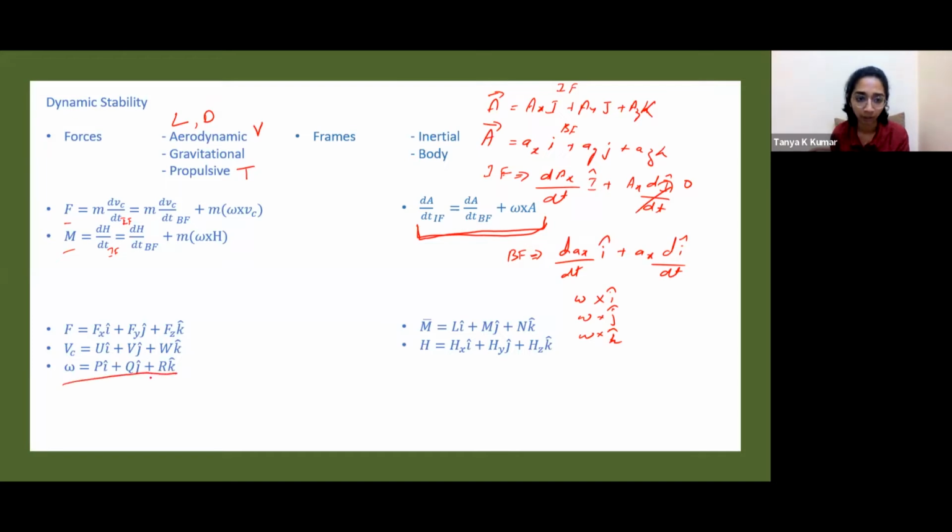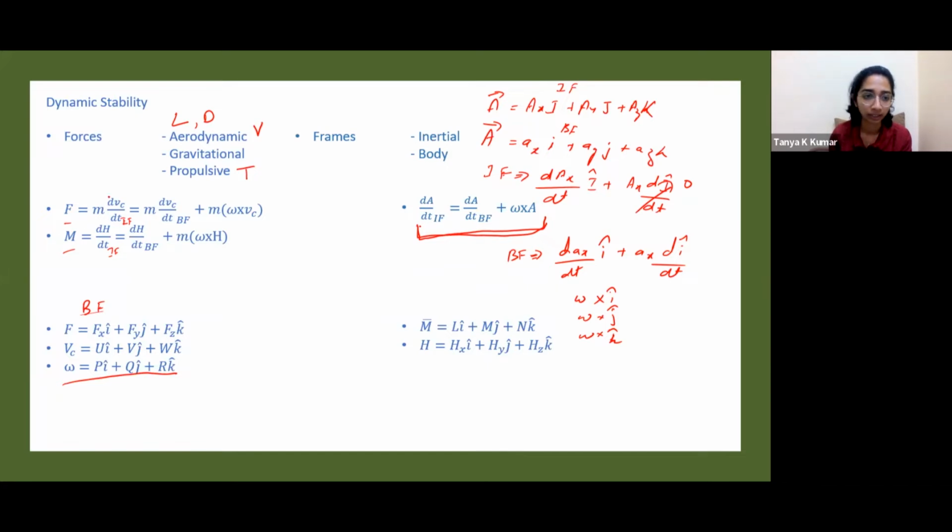So small i, j, k are the body frame. All of these terms are represented in the body frame. p, q, r are the components of omega in the body frame. After we solve this and substitute these two, we get this relation, where the derivative of a vector in the inertial frame is equal to the derivative of the vector in the body frame plus angular velocity cross the vector.